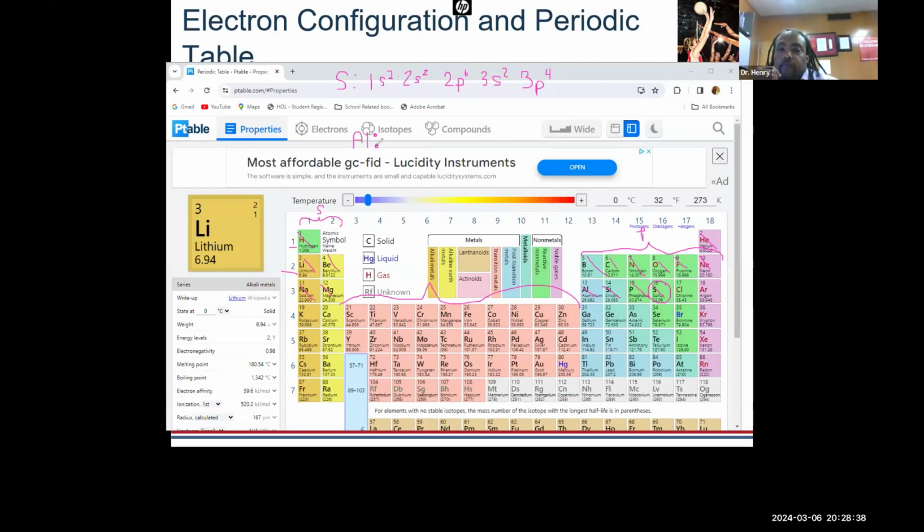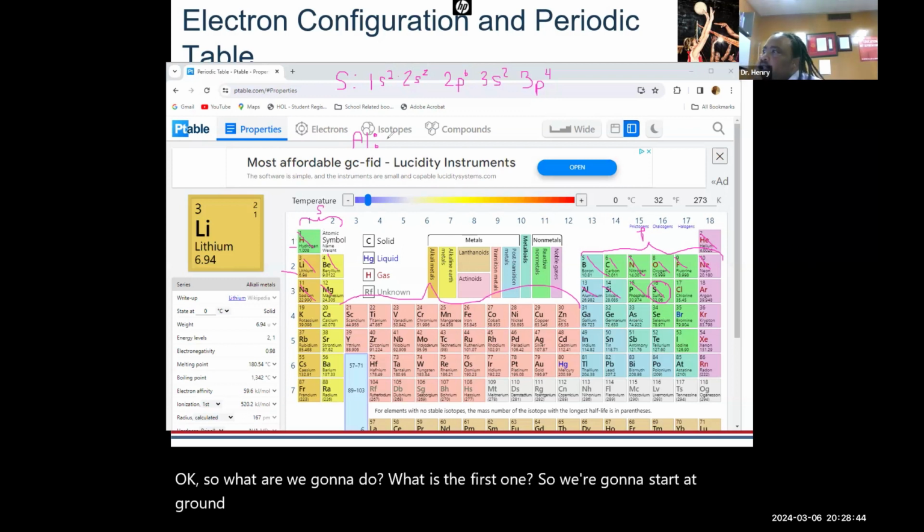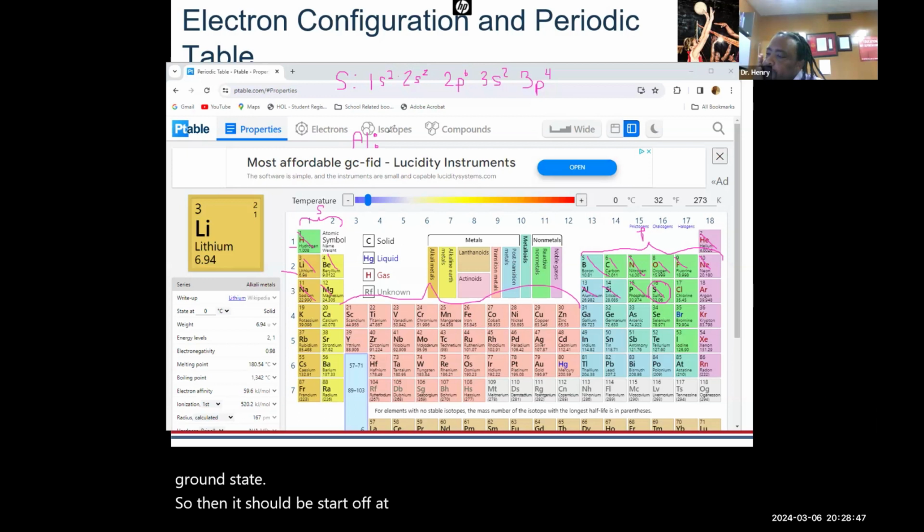Okay, so what are we going to do? What is the first one? So we're going to start at ground state. So then it should be start off at what? 1s2. Okay. And then is it 2s2? That's right, 2s2.